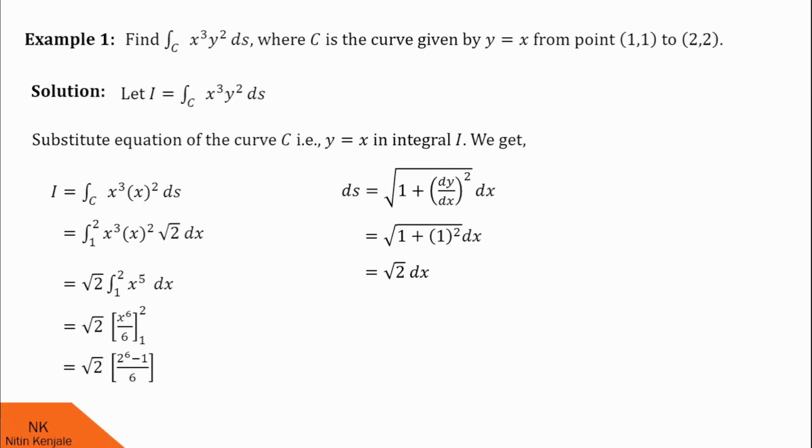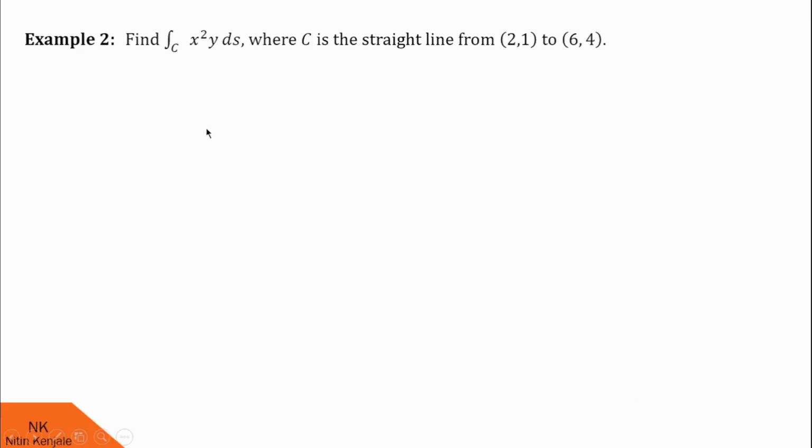Now let us proceed for next example. In this question, we are asked to find integration of x square y ds along c, where c is the straight line passing from point (2, 1) to (6, 4). Let us proceed for solution.